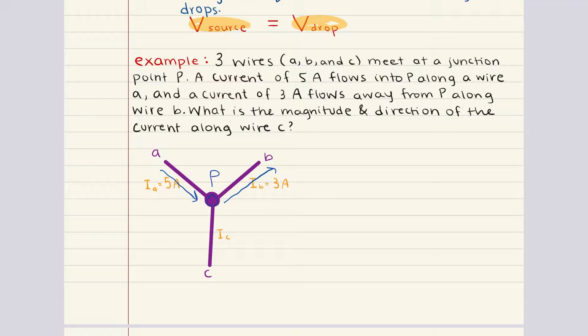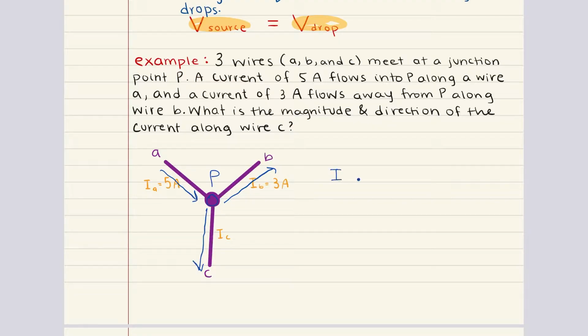Keeping this in mind, we're going to make an assumption here. Our assumption is that current flows away from point P along wire C. And we're going to test if this assumption is correct when we get our final answer. If our final answer is a positive value for current, that means our assumption that current flows away from point P along wire C was correct. And if that value is negative, then the current flows in the opposite direction from what we assumed. From this assumption, we can start to solve the problem.